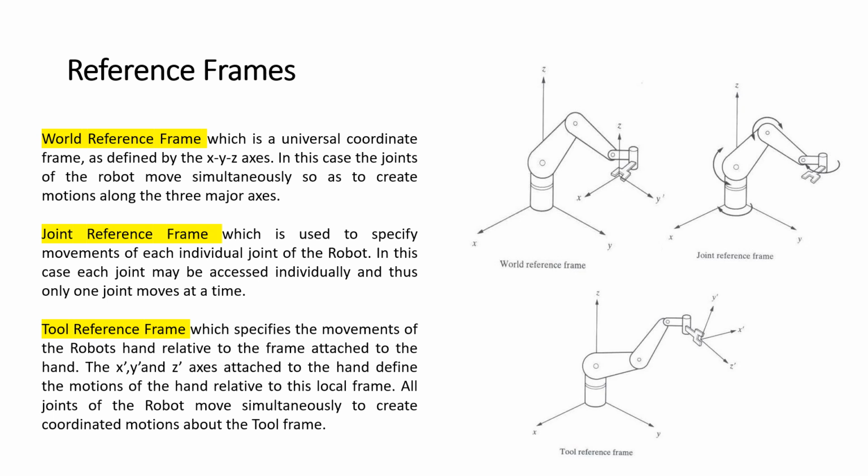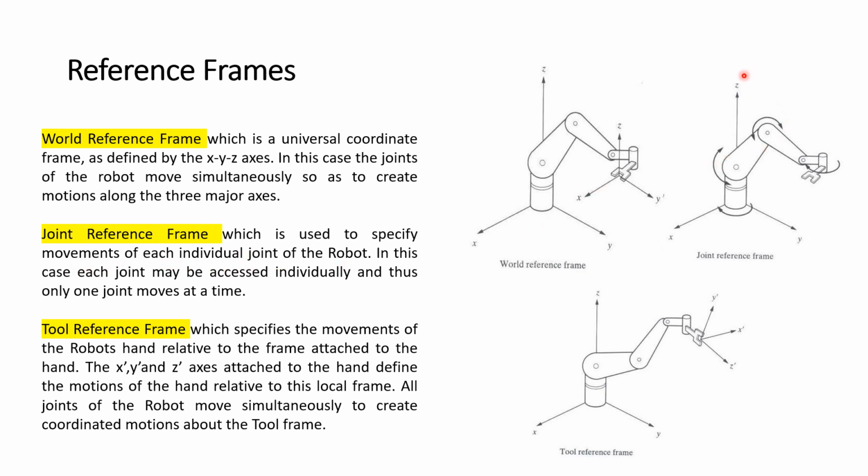Along with that, we have terminologies like reference frames. Whenever we consider the robot, basically we have different reference frames. First is the world reference frame, which is like a universal coordinate system. You can see the frame defined as XYZ axes. So in this case, the joints of the robot move simultaneously so as to create the motions along the three major axes. Then we have the joint reference frame, which is basically used to specify movements of each individual joint of the robot.